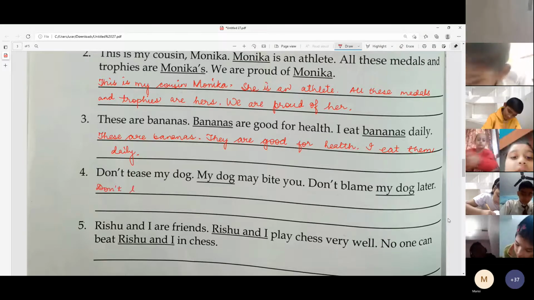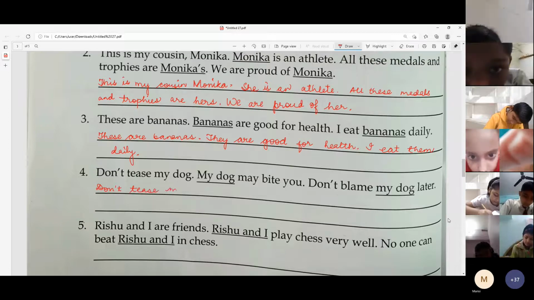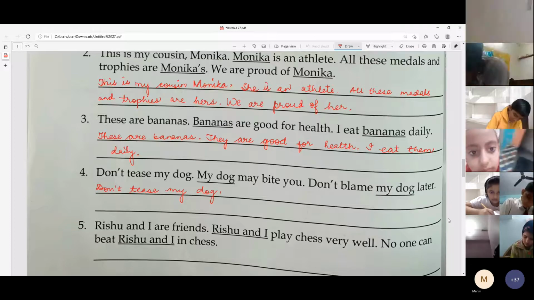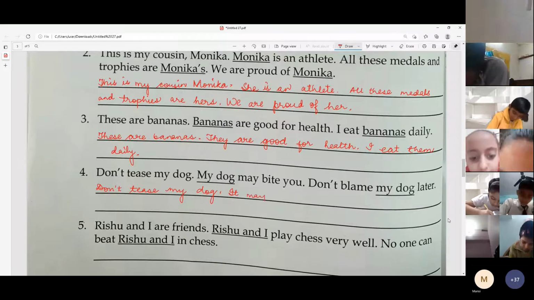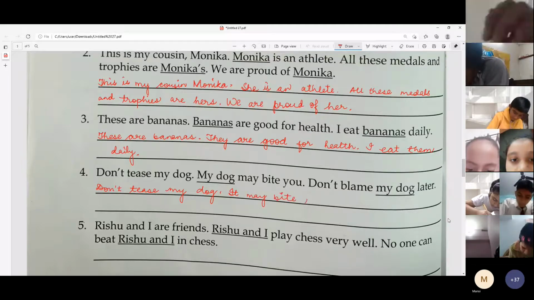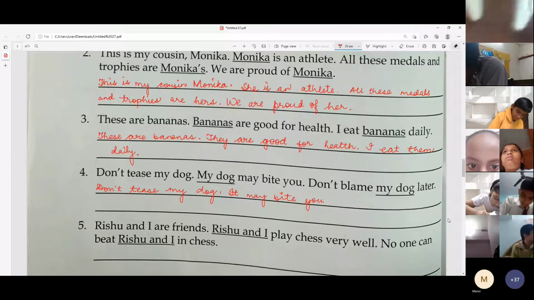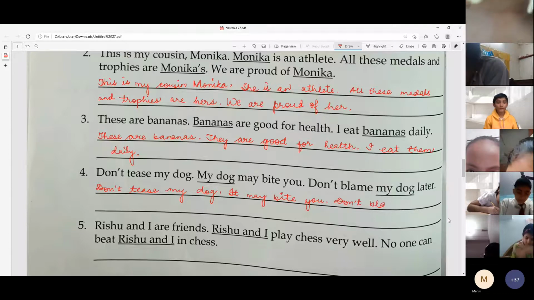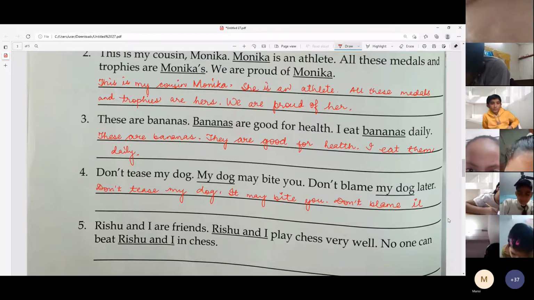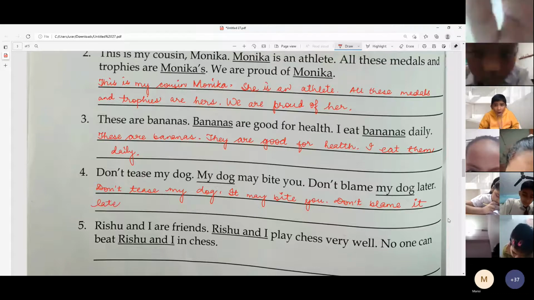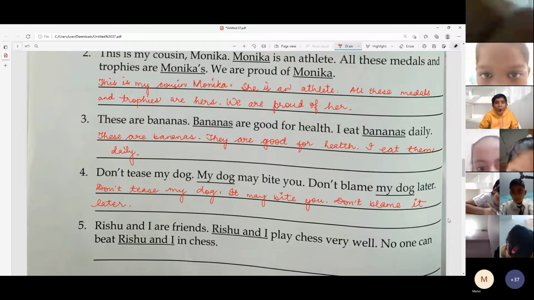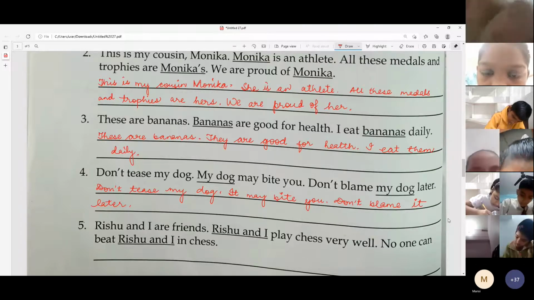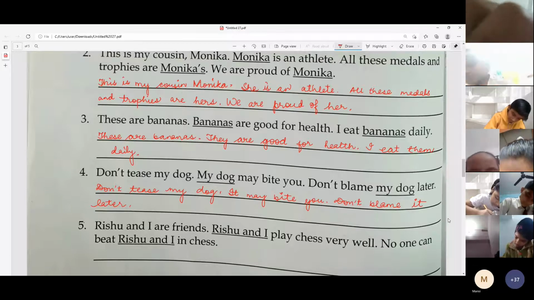Now, don't tease my dog. It may bite you. Don't blame it later. Again it will come, because in both cases, subject or object, it is used. So, it may bite you, don't blame it later. Clear? Yes, ma'am.